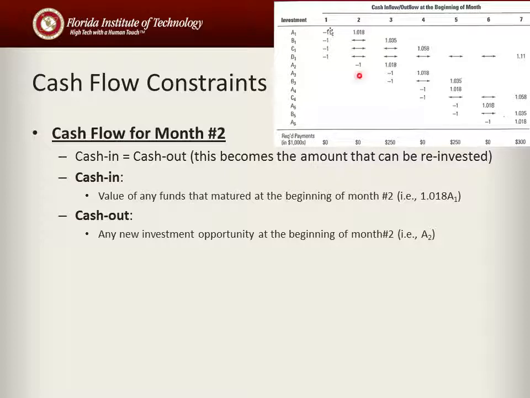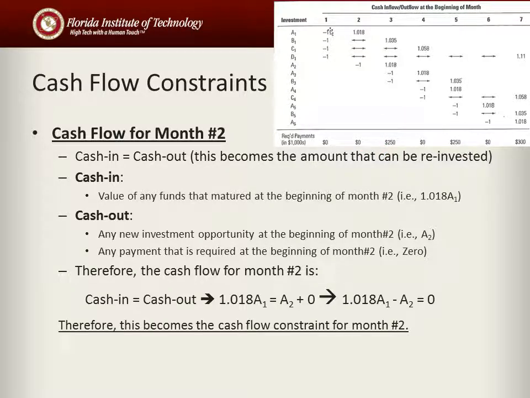Again, we can see that the only opportunity to invest at the beginning of month number 2 is A2, because it's represented by that -1 number. So any payment that is required at the beginning of month number 2, in this case, is 0. That's going to be cash out, so you don't have to pay anything at the beginning of month number 2. That'll be something to deal with at the beginning of month number 3.